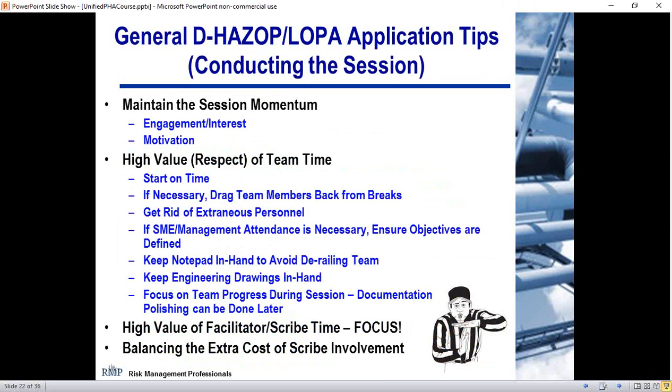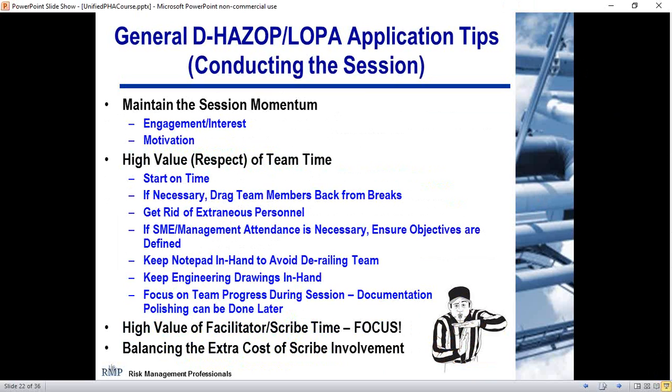Okay, key thing is maintaining session momentum. Keep the team engaged. If they're not interested, if you're not moving fast enough to get things done and where they see progress, they tune out. They've got laptop computers with them. They've got cell phones with them. They're very busy people typically. Those are the people that you want on the team. People who get things done are usually very busy. If you don't move quickly and focus on things, you're going to lose them. Keep their interest level. Keep them engaged in the HAZOP and LOPA activity. Make it interesting for them, and also move quickly enough so that they have to pay attention.